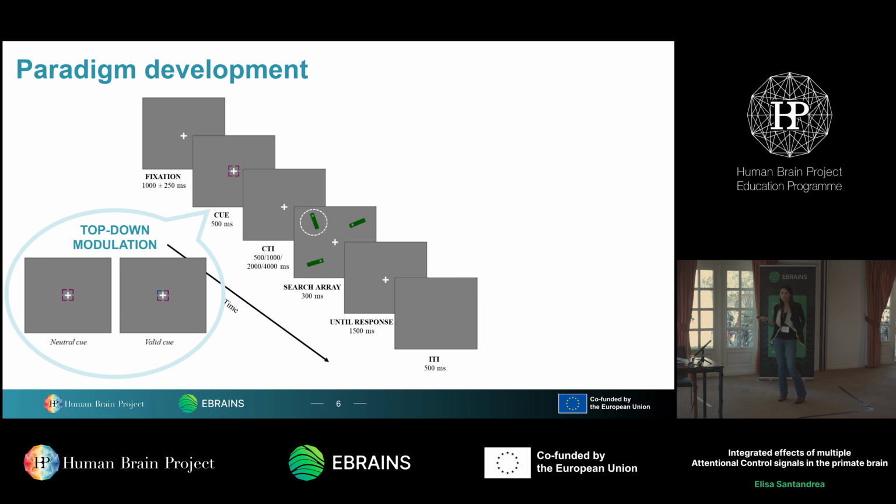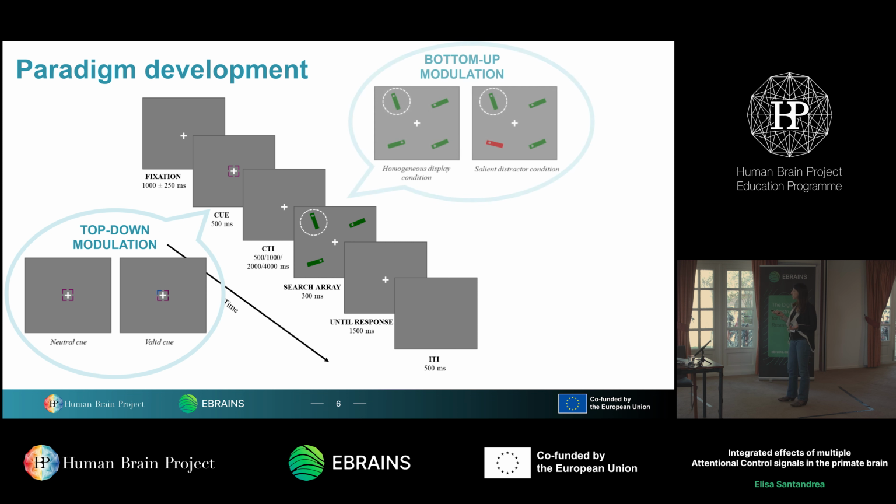And in the first phase of the paradigm, we had a cue stimulus, which in some experiments could be manipulated to investigate top-down attentional control, and it could be either valid, with one cue indicating the upcoming target location with 100% validity, or neutral, which was completely uninformative about the upcoming target location.